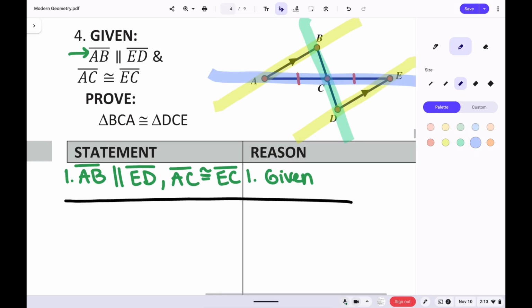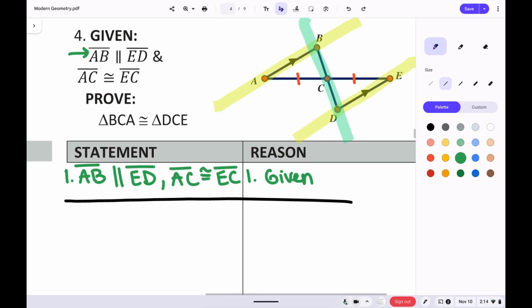So depending on which one you were thinking about, you can decide which one you want to use. I don't care if you use BD or if you use AE, either one works as the transversal, okay? Now, which one you use is going to dictate what alternate interior angles we focus on. So let me go and get rid of that second transversal. Let's just focus on BD for right now, and I'll come back to that second transversal in just a minute.